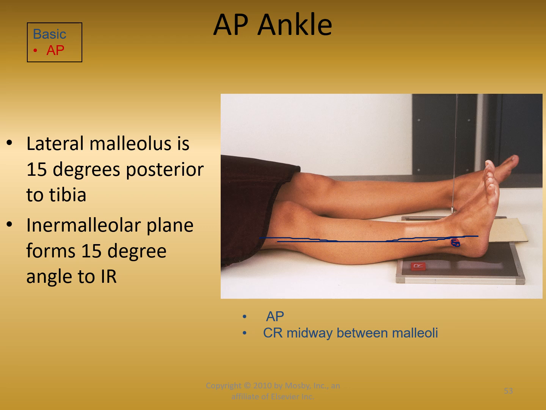And that's all because the fibula sits more posterior to the tibia. So that's important to understand. The intermalleolar line lies at a 15-degree angle to the mid-coronal plane in anatomical position. Therefore, in an AP ankle, the intermalleolar line will lie 15 degrees from the IR.